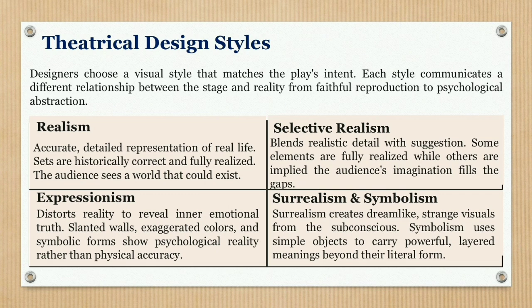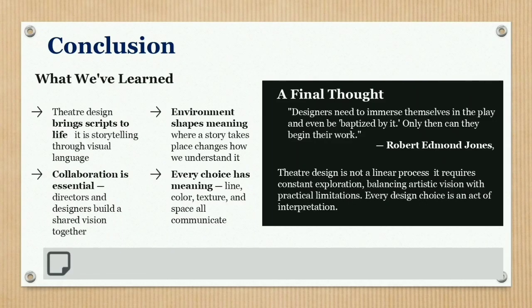Designers also choose a style that matches the play's intent. Realism offers an accurate mirror of real life. Selective realism uses a few key details to suggest a wider world, inviting the audience to use their imagination. Expressionism distorts reality to show inner emotional truth, often with slanted walls and exaggerated angles. Lastly, surrealism and symbolism use dreamlike visuals and simple objects to represent deep subconscious meanings.